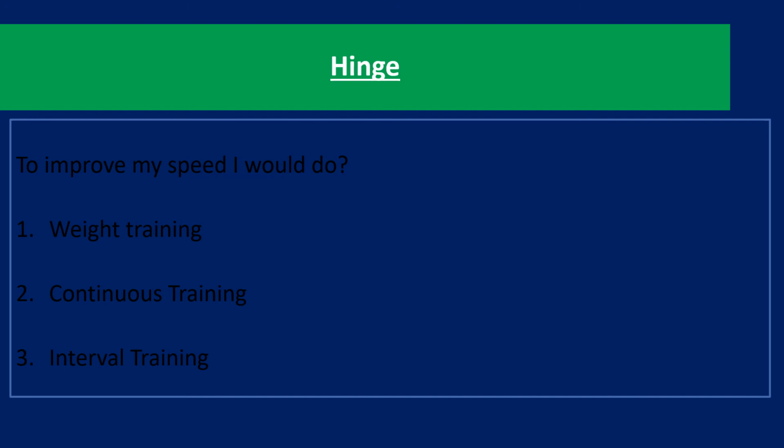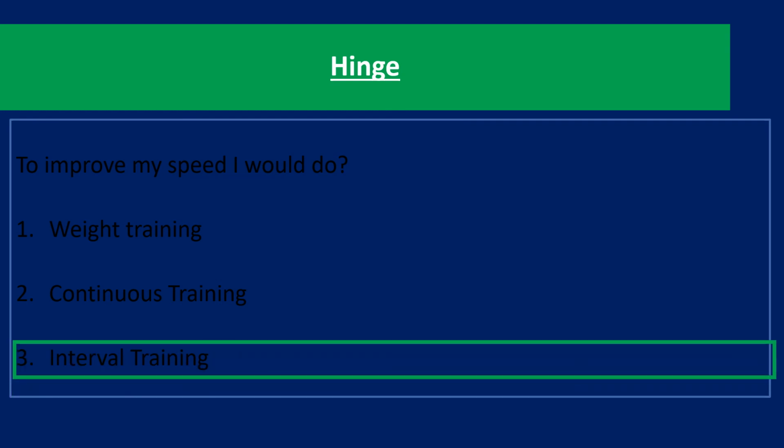To improve speed, which method of training would you do? Is it 1, weight training, 2, continuous training, or 3, interval training? I will give you 5 seconds. And the correct answer is 3, interval training.